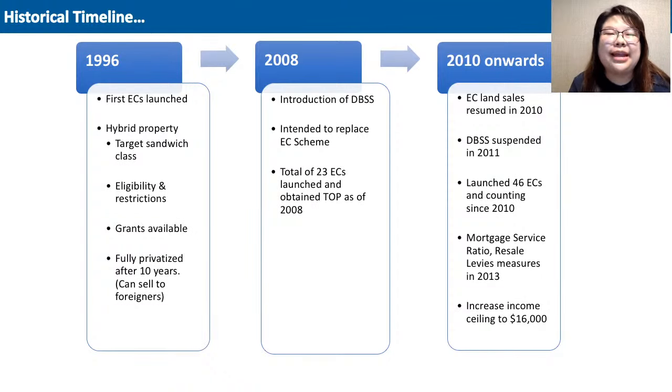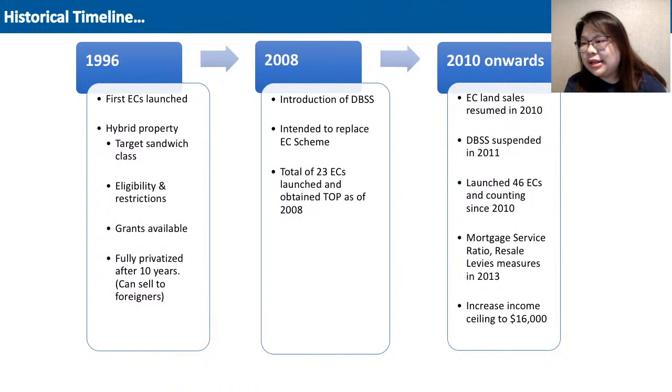Okay, so since 96 all the way to 2008, there was a total of 23 ECs that were launched and obtained TOP. Thereafter they tried to introduce the DBSS, but it didn't quite work out. So if you look at 2010, it would be that EC sales was resumed.